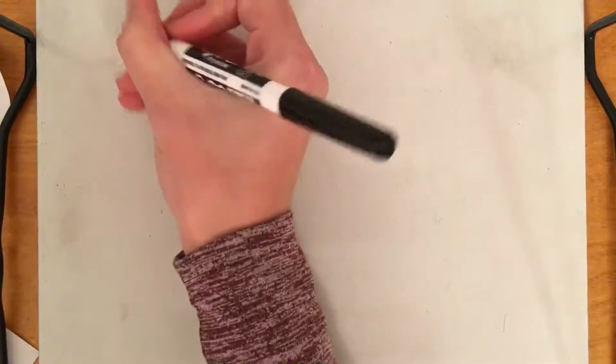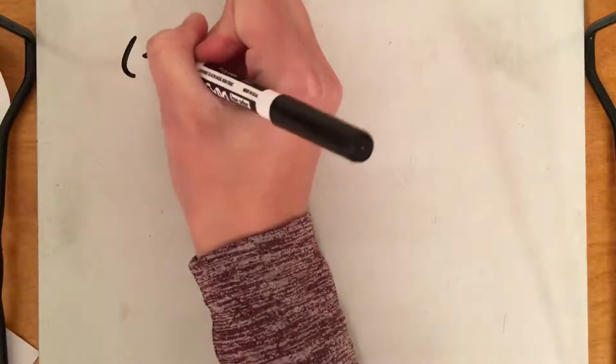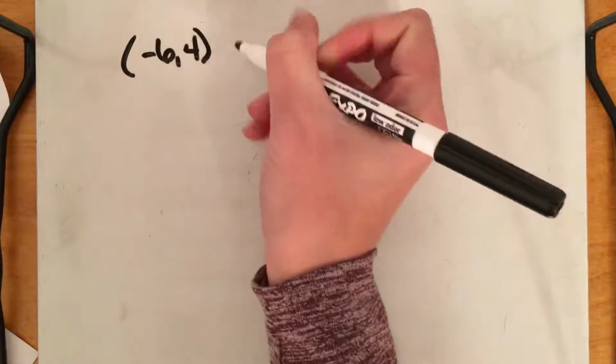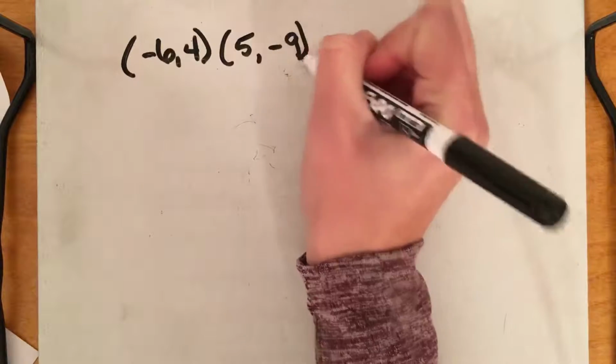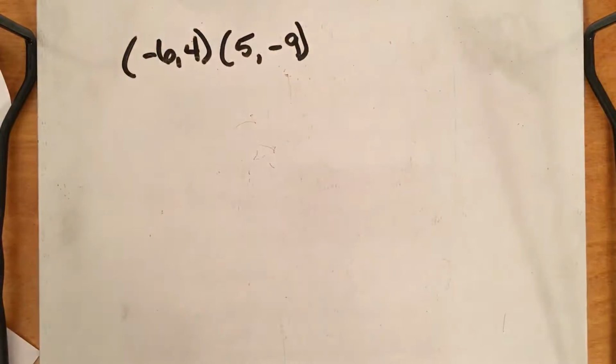So here's the first 2 points we're going to start with: -6, 4, and 5, -9. We want to find the distance between those 2 points. There's 2 ways to do this problem. One is if you just memorize the distance formula, and the other, if you don't know what to do, is to draw a graph and use the Pythagorean theorem. So I'm going to show you both ways.